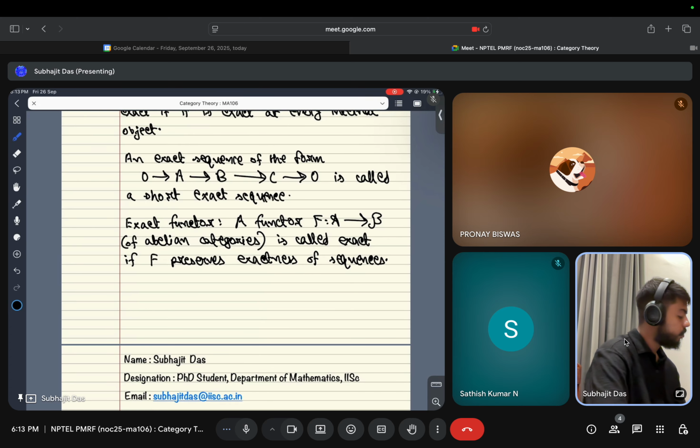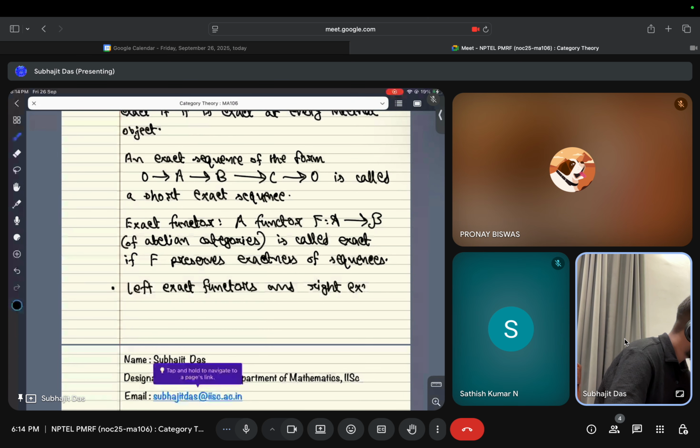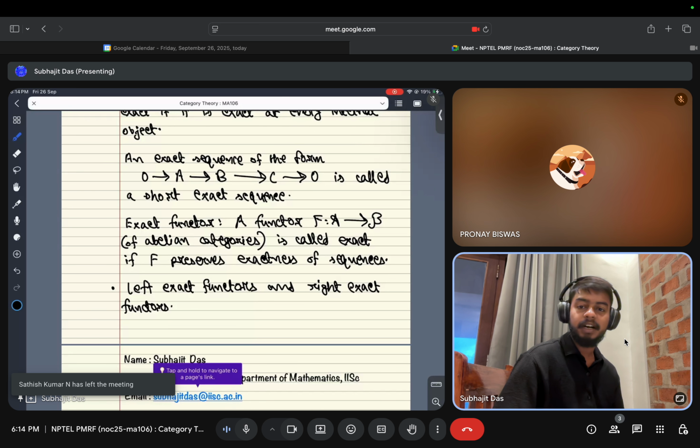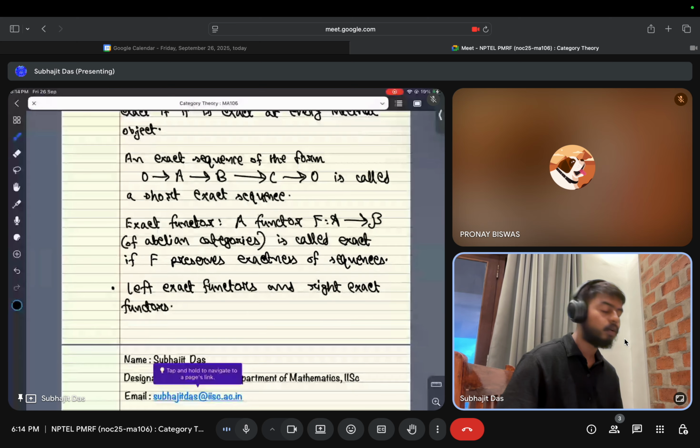and right exact functors. So left exact functors are exactly those which preserve kernels, and right exact functors are exactly those which preserve co-kernels.